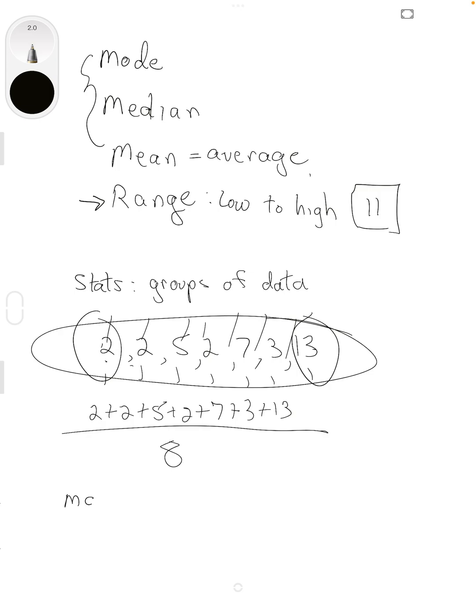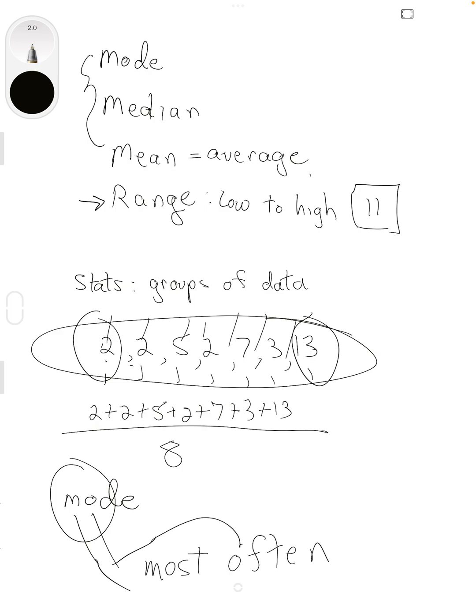Okay, so let's look at the next one. Mode. Most people remember this by the first 2 letters, M-O. M stands for most. O stands for often. So if we think of this list, I've got a 2, a 2, a 5, a 2, 2, 2. The mode, the most often in this one is 2. There's a 2, a 2, a 2. And then there's a 5, a 7, a 3, and a 13. So the most often one is called the mode. How's that for spell?